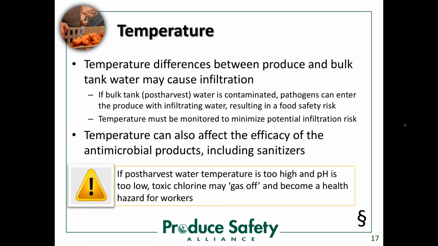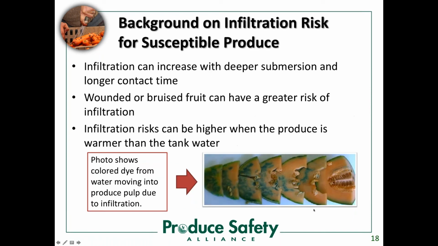There have been many times you'll see plants, food processing plants, where they use bulk tanks for cooling or sanitation that will have a toxic gas off of chlorine, and they'll have to shut the plant down and take that air out, suck it out, and handle that, and then check to make sure there's nothing hazardous for the worker. So it's something to be aware of. You've got to monitor your pH.